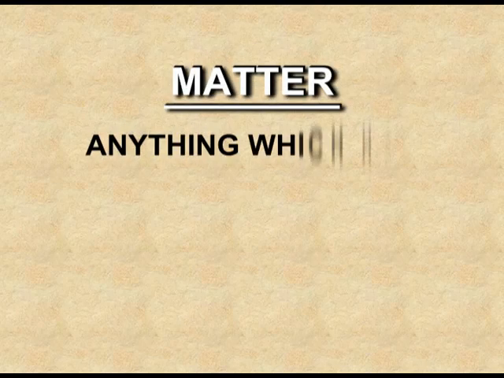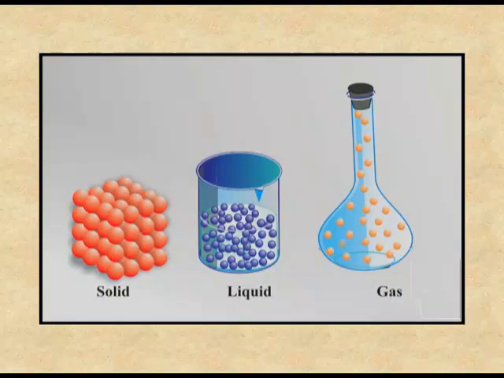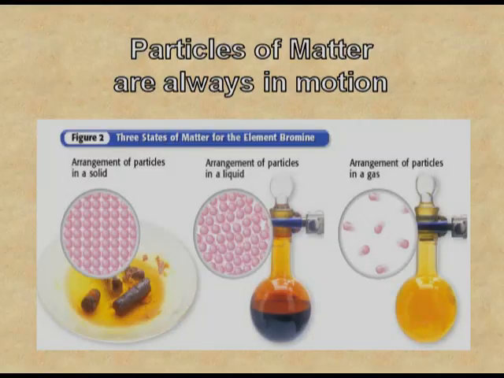Matter. Anything which has mass and occupies space is known as matter. Matter exists in three physical states: solid, liquid and gas. It all depends upon how the constituent particles are packed and the strength of the intermolecular forces. In the solids, the constituent particles are very closely packed and the intermolecular forces are very strong. In liquids, as compared to the solids, the molecules are not so closely packed, and in the gases, the molecules are very loosely packed. Let's see.